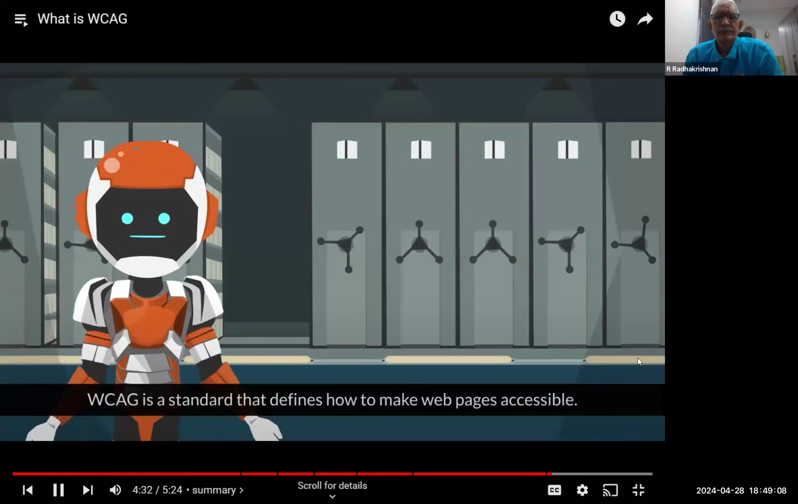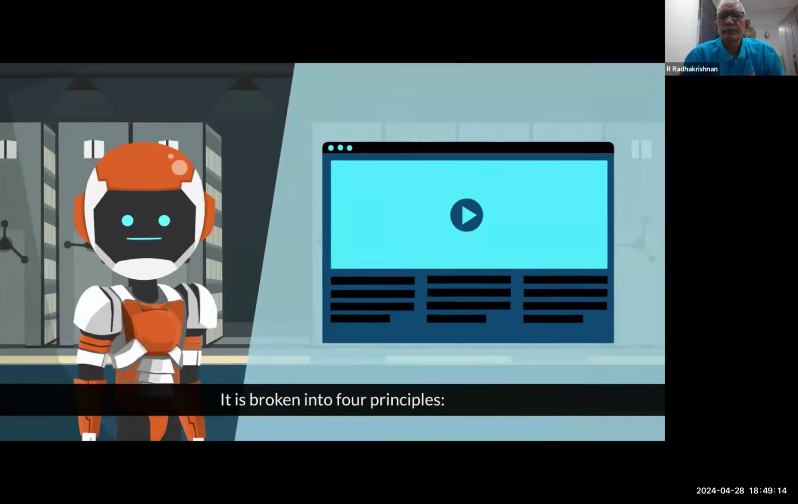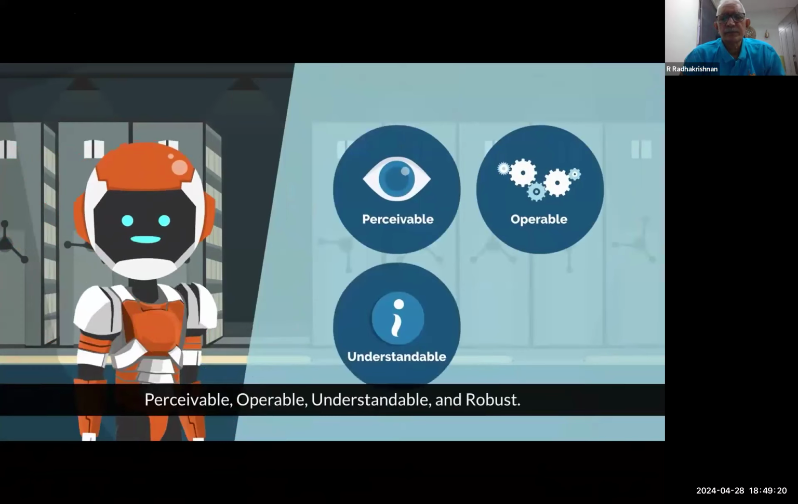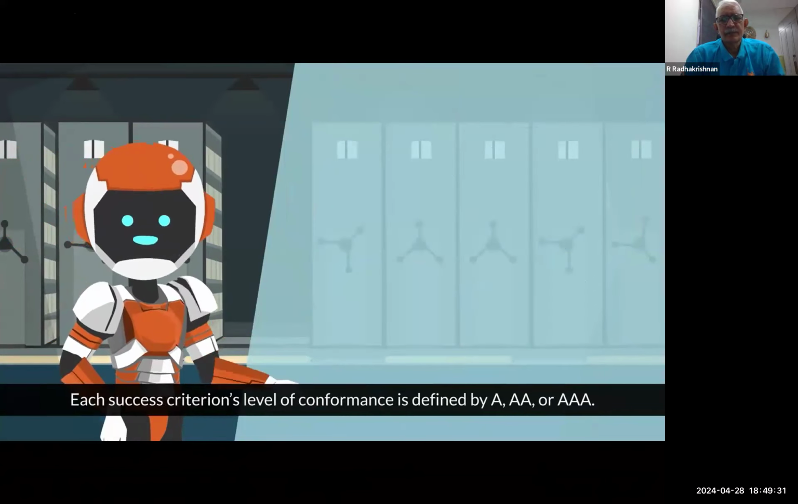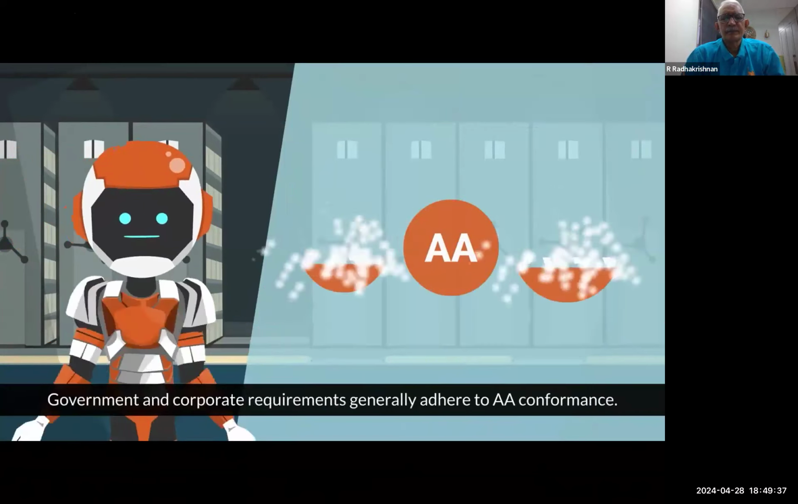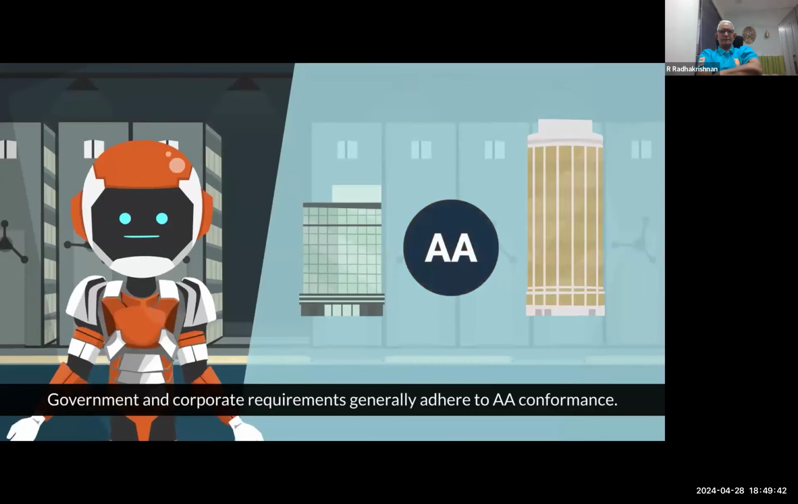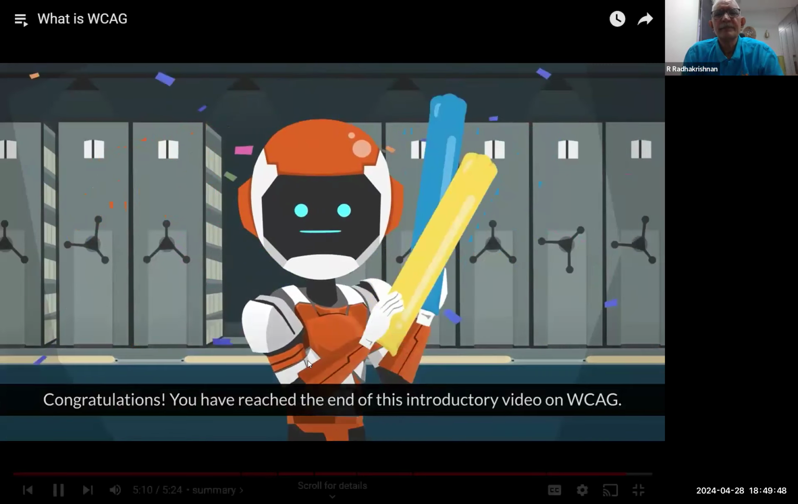Let's summarize. WCAG is a standard that defines how to make web pages accessible. It is broken into 4 principles: perceivable, operable, understandable, and robust. The success criteria that make up the guidelines are organized by these principles. Each success criterion's level of conformance is defined by A, AA, or AAA. Government and corporate requirements generally adhere to AA conformance. Congratulations! You have reached the end of this introductory video on WCAG.